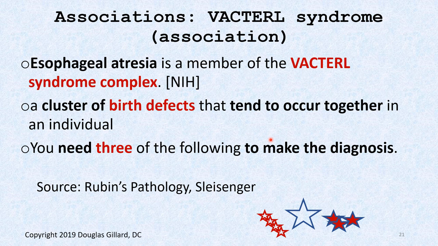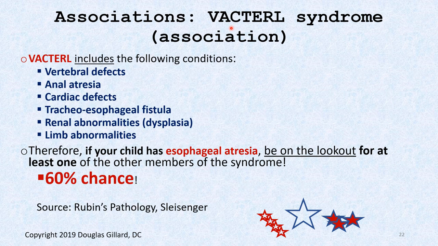they have one check mark in a syndrome called VACTERL. Okay, so esophageal atresia is a member of the VACTERL symptom complex. So these are a cluster of birth defects that tend to occur together. Some of them aren't that dangerous. Some of them are quite dangerous. So you need three of these to get the diagnosis of VACTERL syndrome. So far we got one, esophageal atresia.